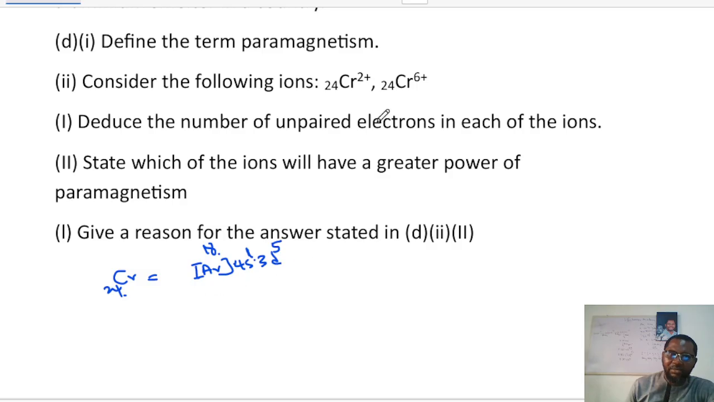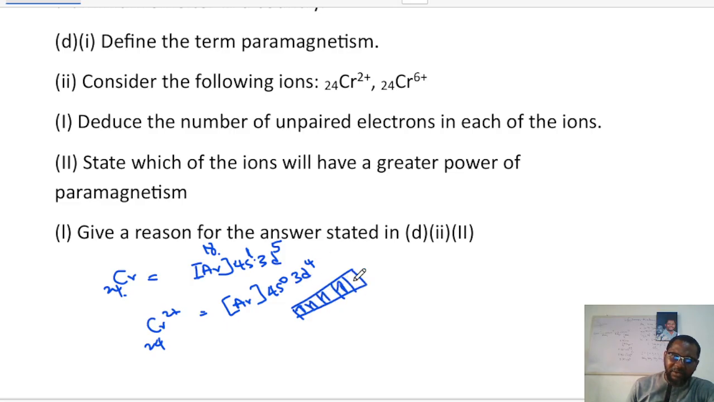But if you say Cr2+, it means that 2 electrons will be lost. So Cr2+ is going to be argon, then 4s0, and 3d4. D has up to 5 orbitals, so 3d4 means 1, 2, 3, 4. So here you see there are 4 unpaired electrons. Very easy, right? 4 unpaired electrons.